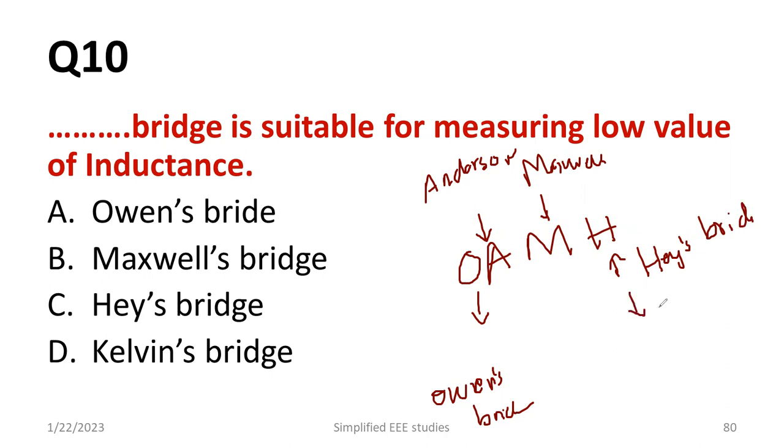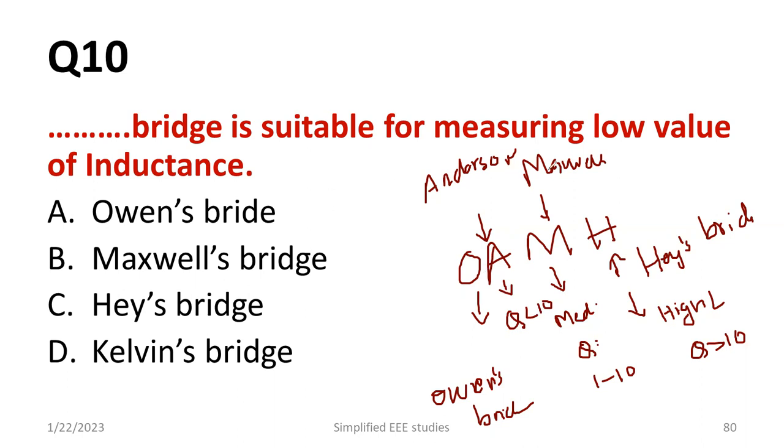Hay's bridge is suitable for measuring a high value of inductance. The quality factor is also high, more than 10. Maxwell, M means medium, a medium value of inductance, where the Q value varies between 1 and 10. For the Anderson bridge, the Q value is less than 10 only. Even Owen's bridge is used for a low value of inductance.